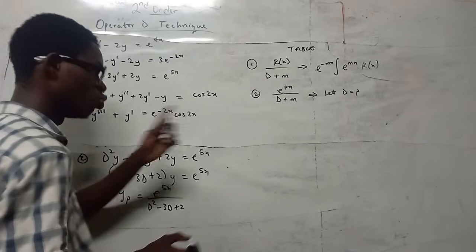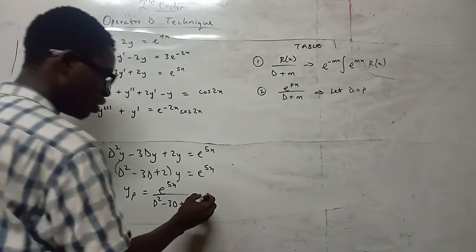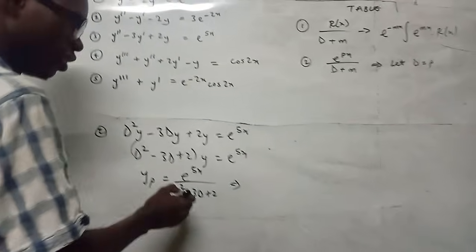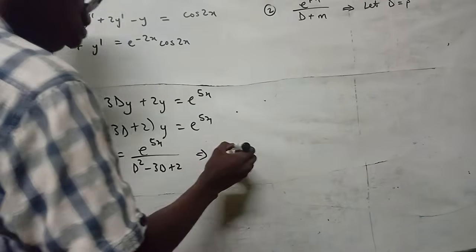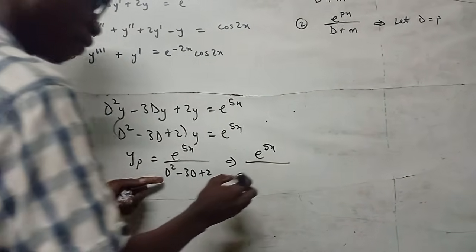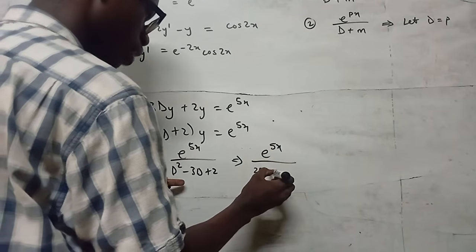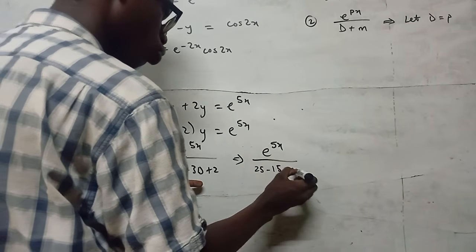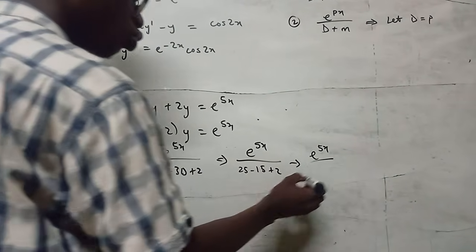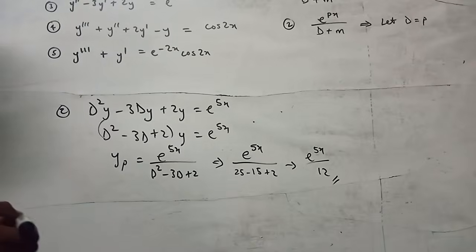So using the second method first, which is the easier method, we get our p equals 5, right? So our d equals our p, which equals e raised to power 5x over, since d is 5, we have 5 times 5, which is 25, minus 5 times 3, which is 15, plus 2. So this gives us e raised to power 5x over 10 plus 2, 12, and this is our y particular.